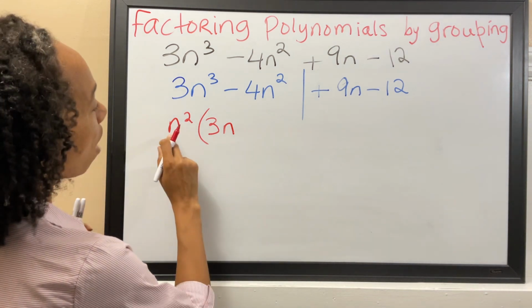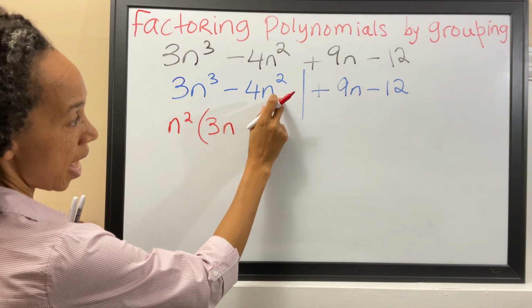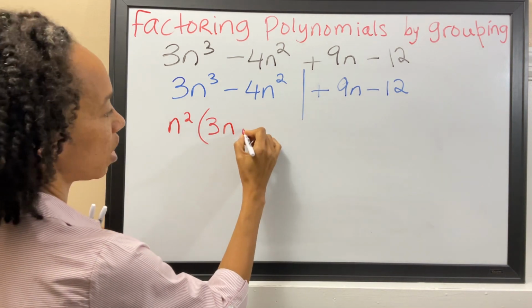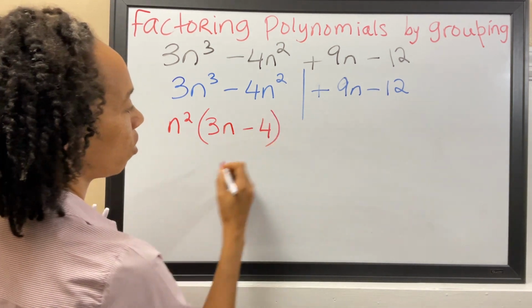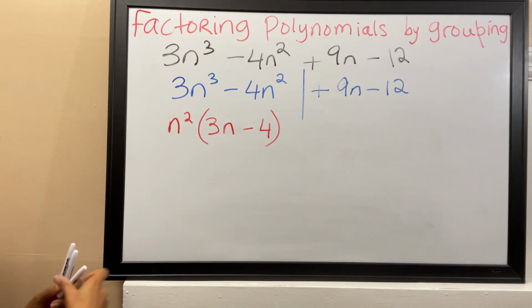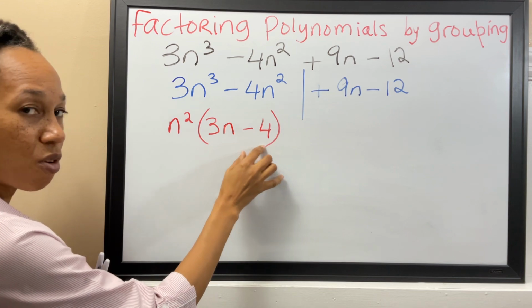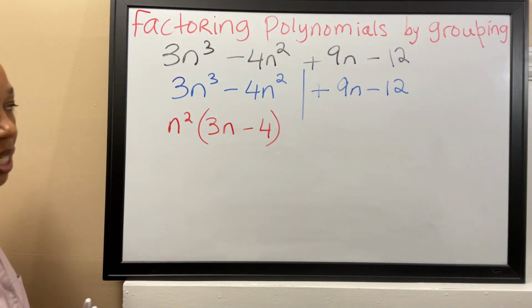Now you have negative 4n to the second power left. We're going to divide that by n to the second power. You're just going to get negative 4, and you close your parentheses there. This is the first group that you have factored out using GCF. Now let's go to the second group.